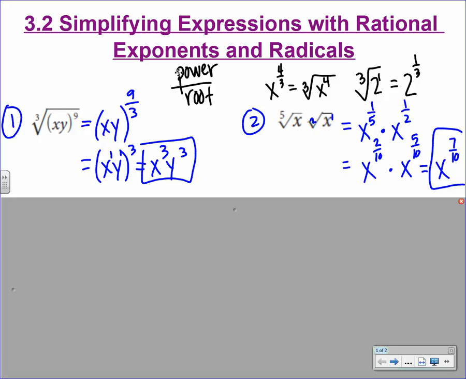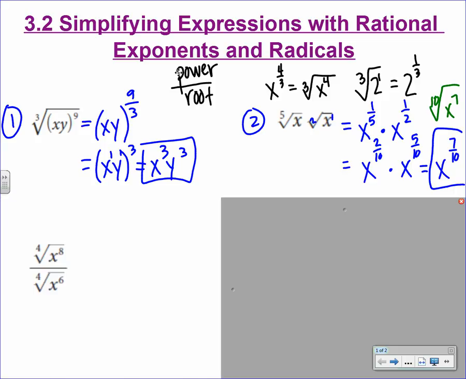Okay. If it wanted it back in radical form, then we could do that easily because we know power over root. So we could go the 10th root of x to the 7th, right? And that means the same thing. Okay, let's do one more. This one right here. Let me scroll down.